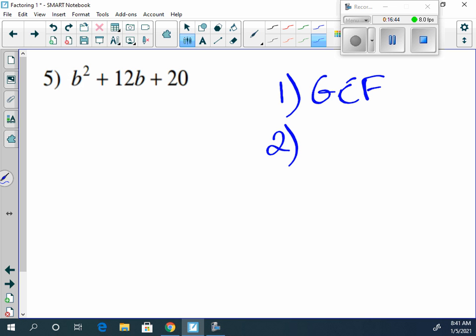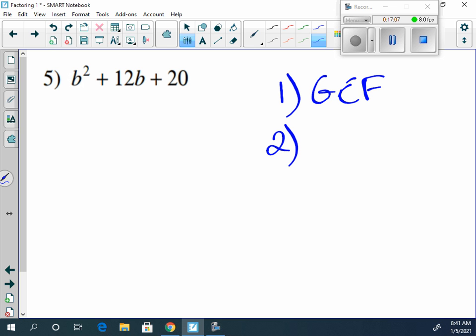Now, we could look at a number, right? Because we have 12 and 20, they do have a common factor. But our b squared doesn't have a number with it besides, well, 1. And that's not a greatest common factor of 12 or 20. So between all three terms, we don't have a greatest common factor, do we? No. Okay.